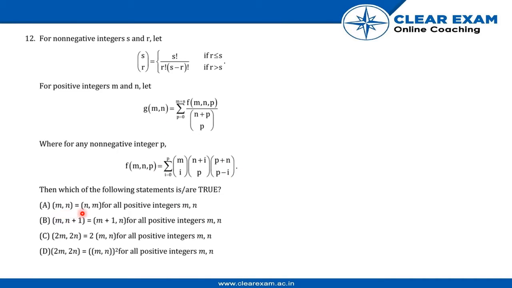g(m, n) is equal to g(n, m) for all positive integers m and n; g(m, n plus 1) is equal to g(m plus 1, n) for all positive integers m and n; g(2m, 2n) is equal to 2 times g(m, n) for all positive integers m and n; or g(2m, 2n) is equal to g(m, n) whole square for all positive integers m and n.